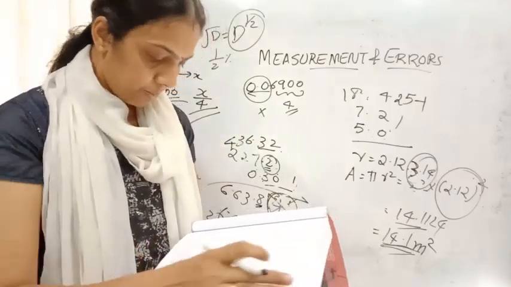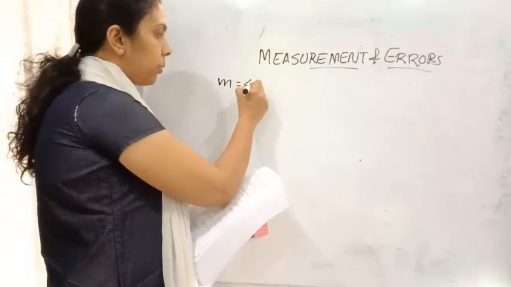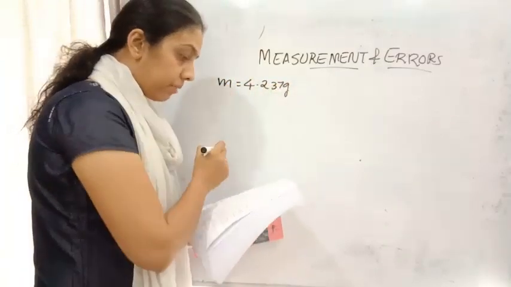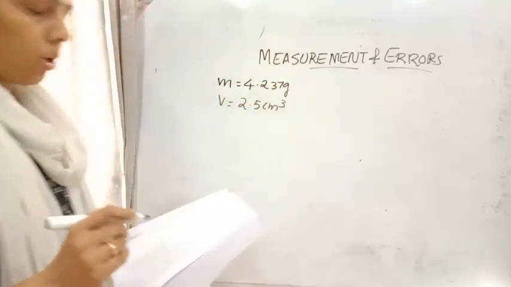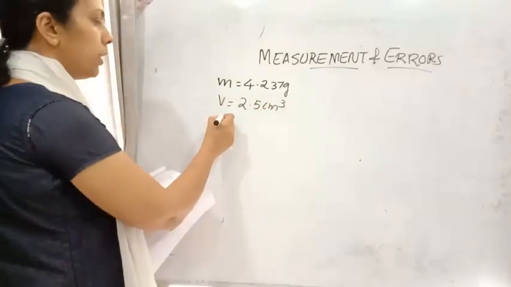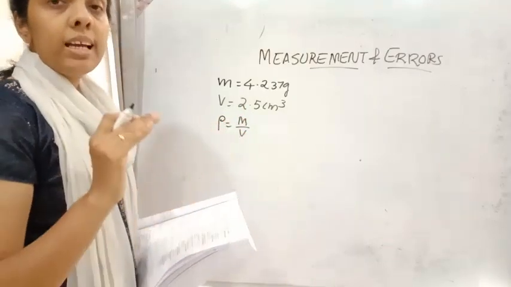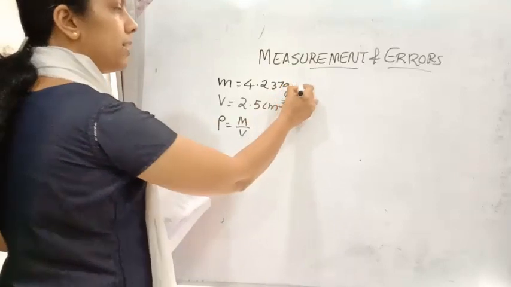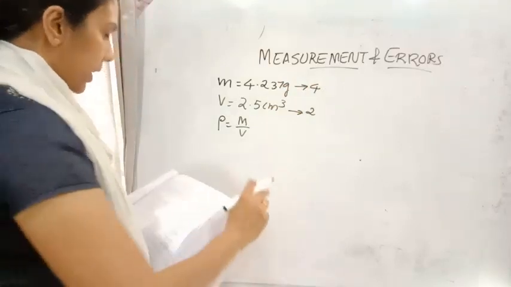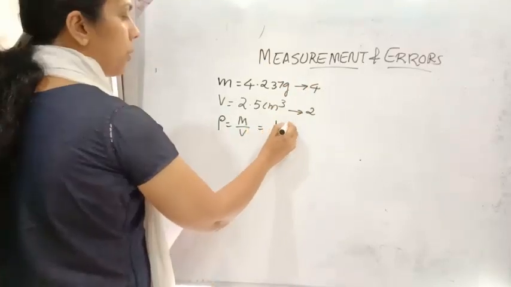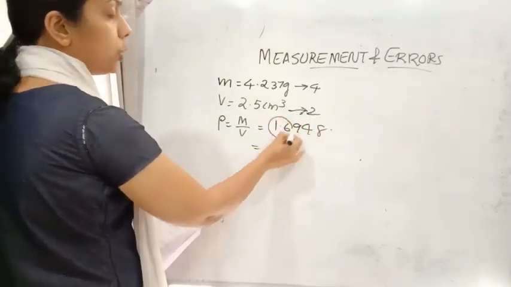Then the next question: the mass and volume of a body are 4.237 gram and 2.5 centimeter cube. Find the density of the material of the body to the correct significant figures. We know rho equals m by v. Since it is division, we take the least number of significant figures. Here the mass has 4 significant figures and the volume has 2. When we calculate this, we get 1.6948. In the final answer, we should keep only 2 significant figures.